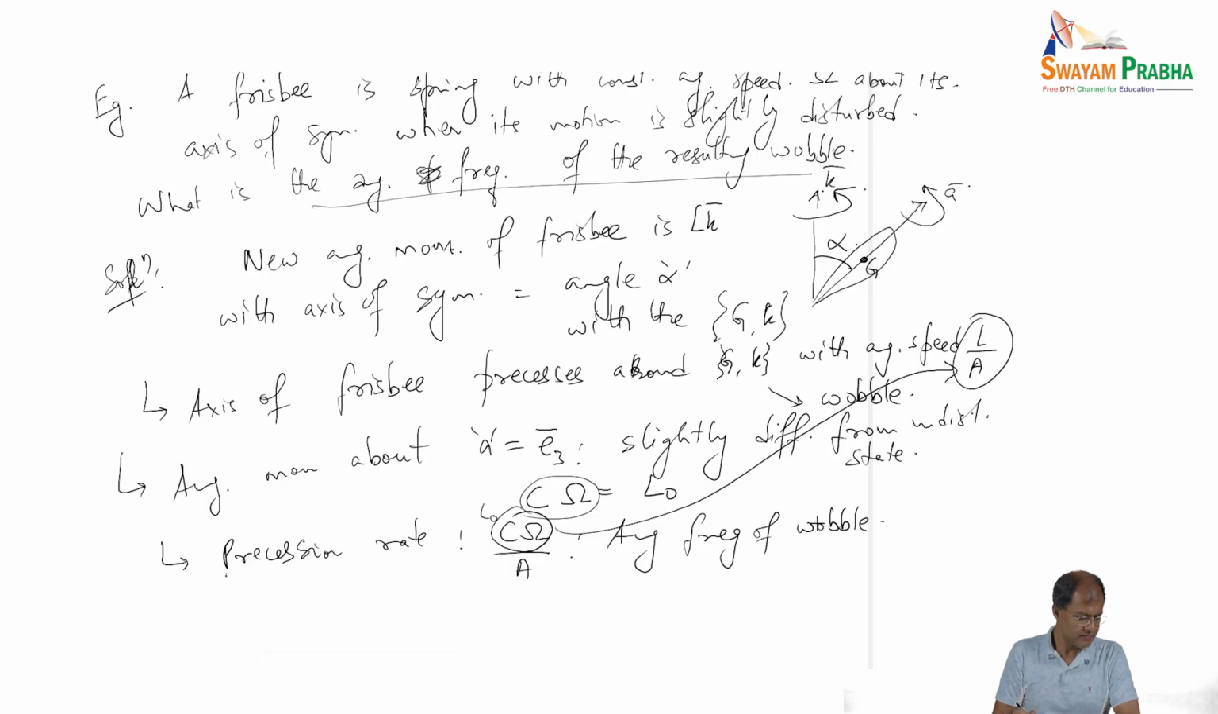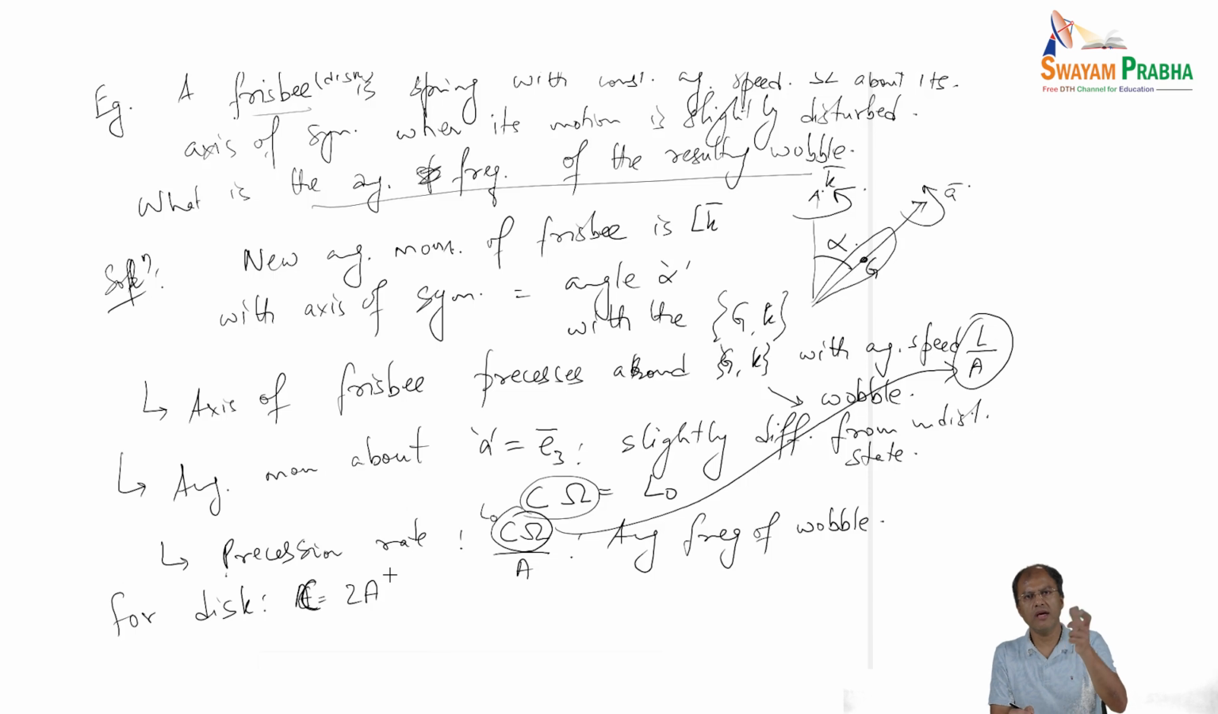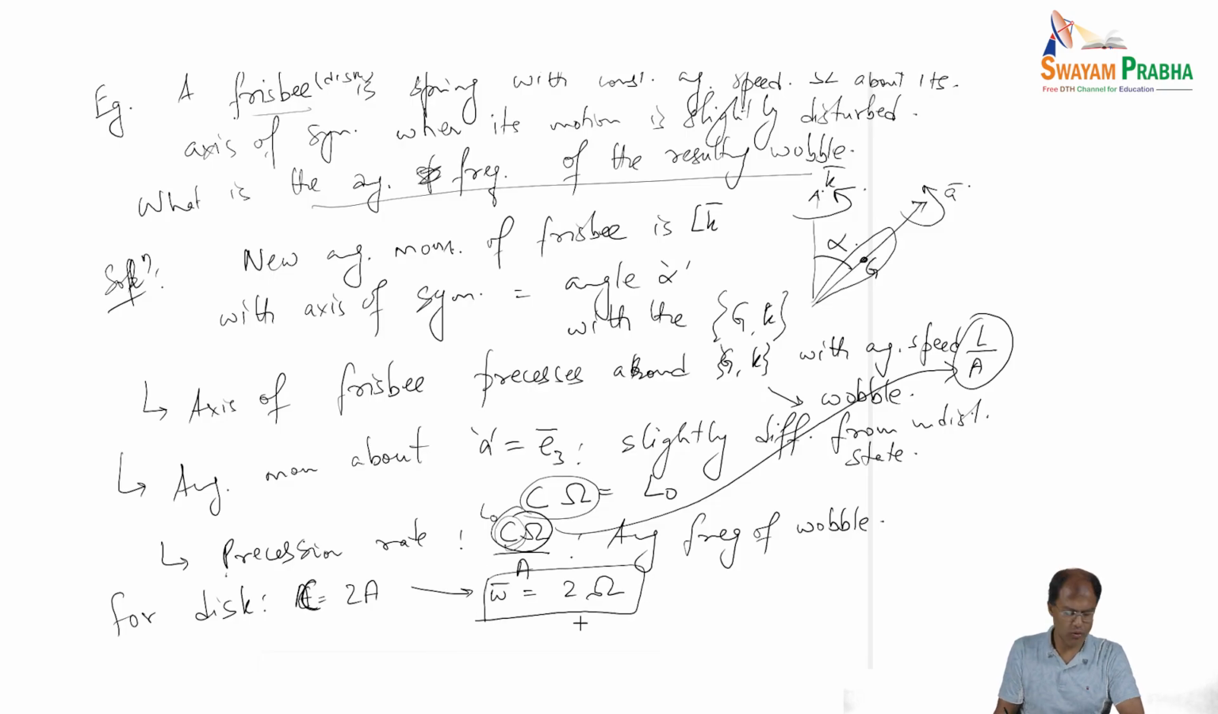Okay, so now for a disk. I'm talking about a frisbee, so the frisbee is a disk here. I just want to clarify for the listeners, this is a disk. So for a disk, C is equal to 2A, simply using the perpendicular axis theorem. C is equal to 2A, the moment of inertia about the perpendicular axis. So our angular frequency omega bar of the wobble is 2 omega. If we substitute C equal to 2A, we get omega bar equal to 2 capital omega.